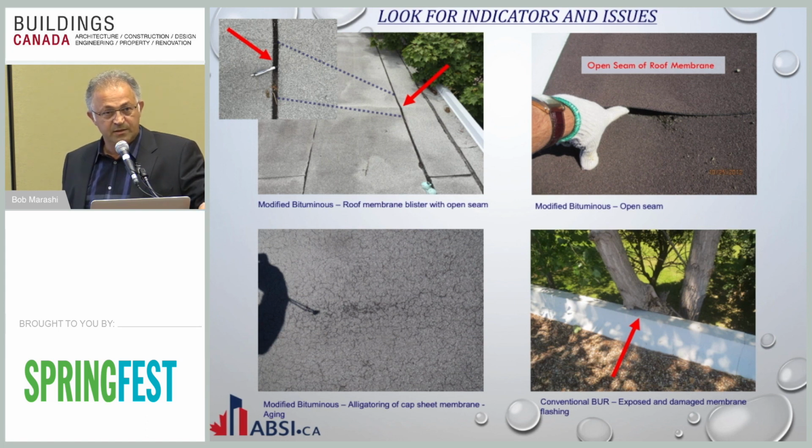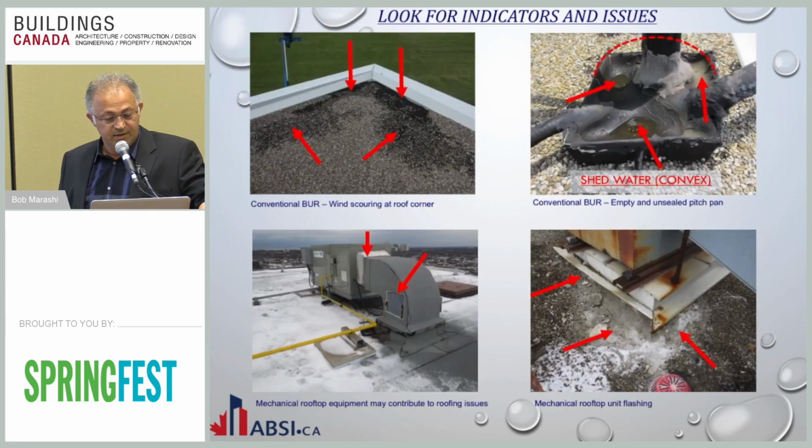Please prune trees. You don't want their damage to the flashing. A few other important things, especially on high-rise buildings: you get a wind scouring effect on corners, in high wind locations around the corners of the building, where it pulls the membrane and sometimes just stone and gravel away from the corner, exposing the membrane below and causing damage.